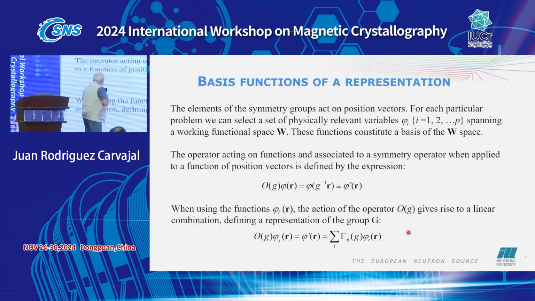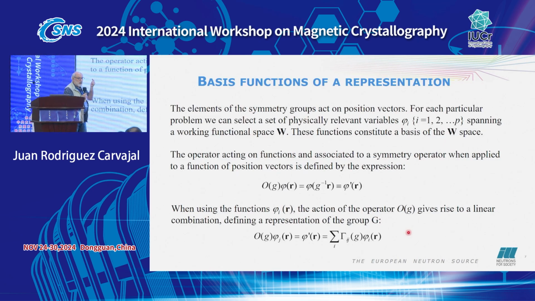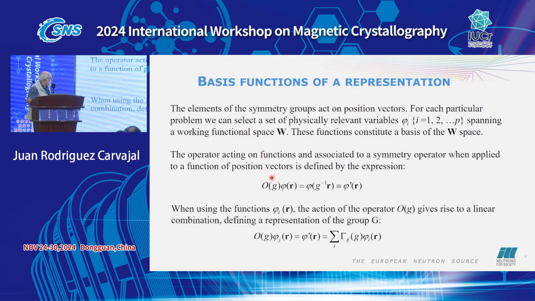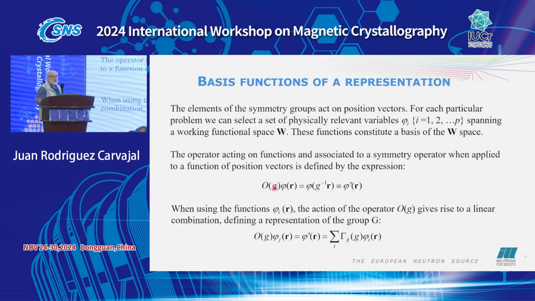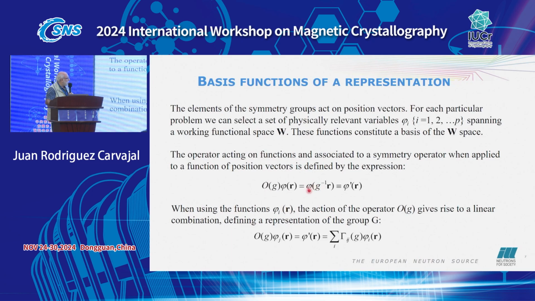Then, for example, the operator acting on functions associated to a symmetry operator that acts on vector positions, when applied to a function of the position vector, is defined by this expression. It is very important to know that if you have an operator associated to the symmetry operator that acts on vectors in the direct space, acting on a function, then this operator corresponds exactly to phi of G minus 1 R. And that corresponds to a new function. You transform functions using symmetry operators.